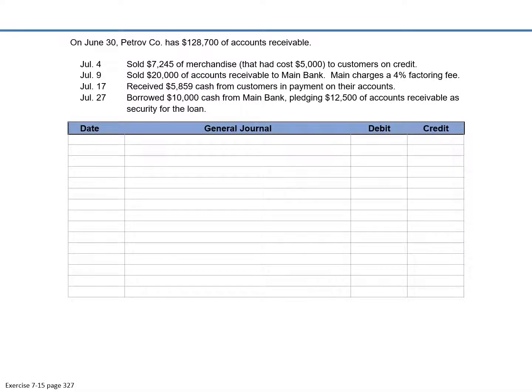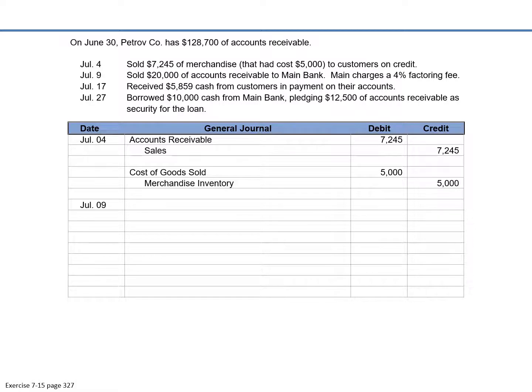All right, so on July 4th, when we sold the merchandise, we're going to record an accounts receivable, and we're going to record sales, right? We also have to record the cost of that merchandise. And so the way we do that is a debit to cost of goods sold and a credit to merchandise inventory for the cost that they tell us there in parens.